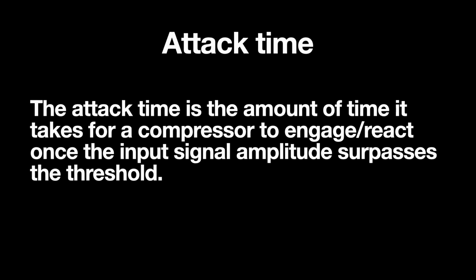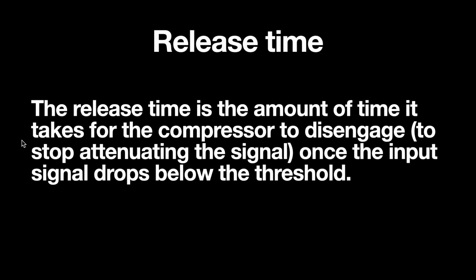The attack time is the amount of time it takes for the compressor to engage or to react to the signal once the input amplitude surpasses the threshold. So that's how quickly it grabs that signal that goes above the compression threshold. The release time is the amount of time it takes for the compressor to disengage or stop attenuating the signal. So once the input drops below the threshold, it's how long it takes for it to go back to normal. That's the release time.